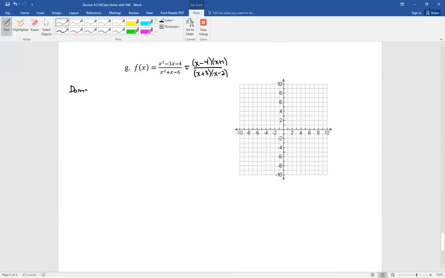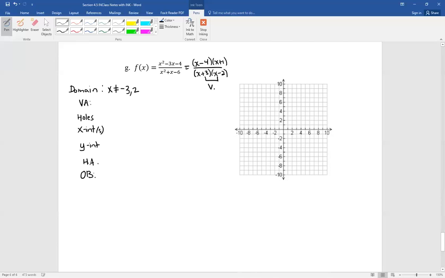So we need to know domain, vertical asymptotes, holes, x-intercepts, y-intercept, horizontal asymptote, or oblique asymptote. So remember, domain is before you look for any cancels. So x cannot be -3 or +2. And it just so happens nothing cancels.